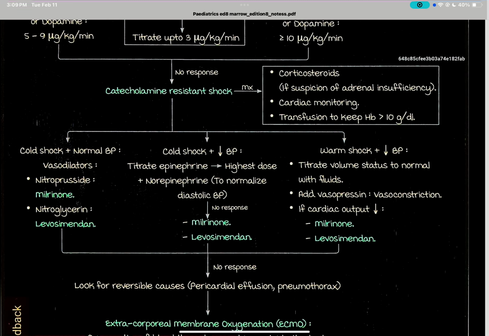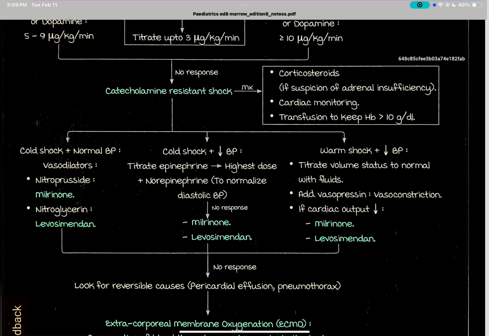Catecholamine resistant shock management: corticosteroids if suspicion of adrenal insufficiency, cardiac monitoring, transfusion to keep hemoglobin more than 10 gram per deciliter. Cold shock plus normal blood pressure: vasodilators, nitroprusside, milrinone, nitroglycerin, levosimendan.